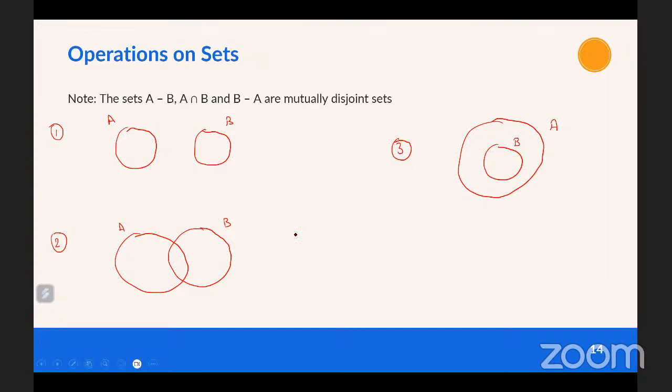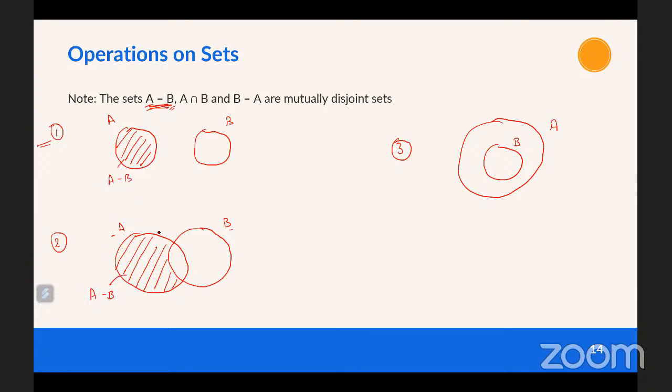Now in these 3 cases, we can see how A minus B, A intersection B, and B minus A are represented. So what is A minus B? In the first case, it will be the set of the elements of A when we remove the elements of B. But there is no common element between set A and set B, so this will be the region which is A minus B. In this case, we have a set A and a set B, and this is the common region. So we will get this region as A minus B.